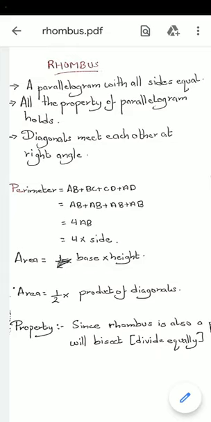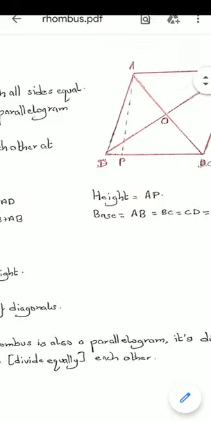Good morning, students. So today we will be looking at a rhombus. A rhombus is also a parallelogram with all sides equal. In case of a parallelogram, only the opposite sides were equal. Okay, so let us have a look at the diagram of a rhombus.